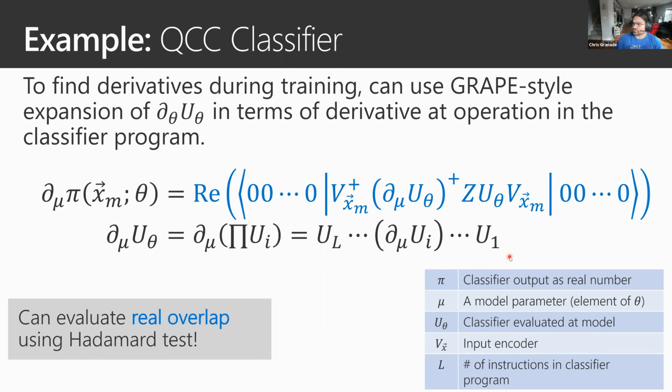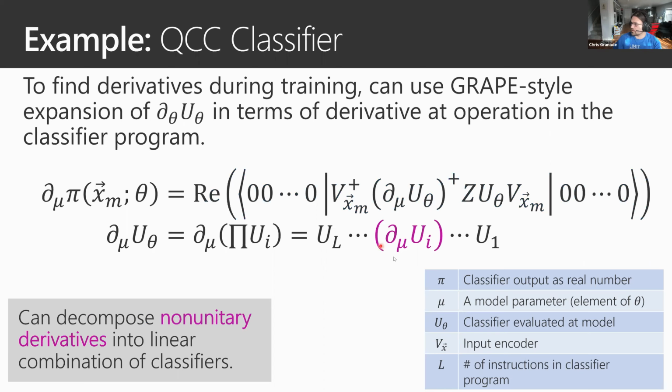What's really neat is when I do this, the real part of that overlap can be evaluated using well-known characterization techniques. Here, for instance, the Hadamard test tells me about the overlap between two states, given copies of those states. And similarly, here, I might have that the derivative of a unitary, the unitary action of some instruction, isn't itself unitary, but I can decompose it into a linear combination of other classifier programs.